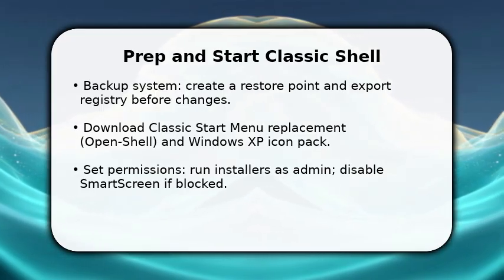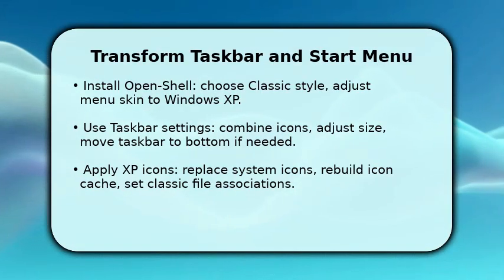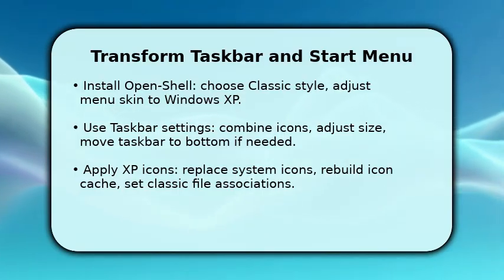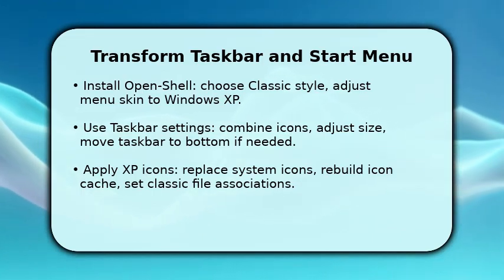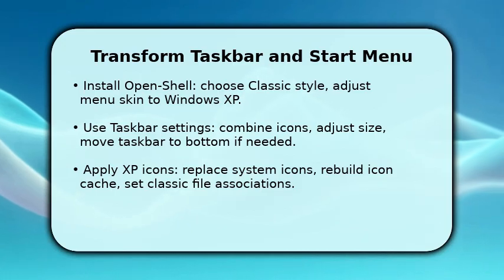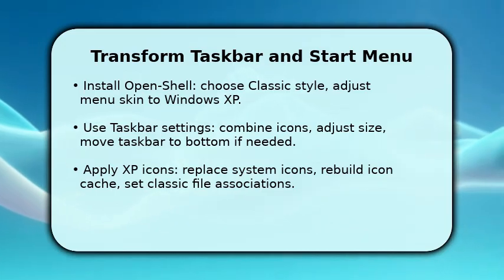Now you customize the Start menu and taskbar to mimic Windows XP. Install OpenShell and select the classic style, then pick an XP skin, tweak menu structure, and pin favorite programs. Next, open taskbar settings to combine taskbar buttons, set small/large icons, and lock it at the bottom.